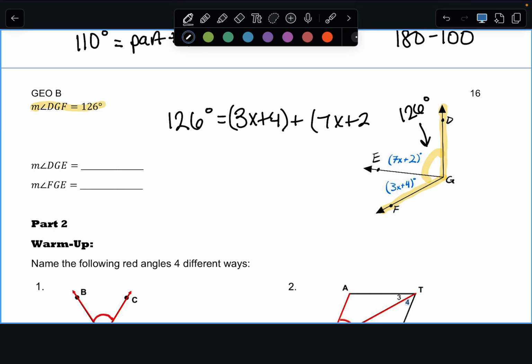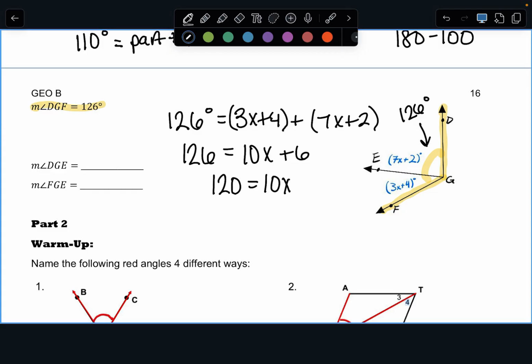7x plus 2 has to be equal to my whole thing, equal to 126 degrees. So 126 is equal to, on the right, how many x's do I have? 3 plus 7, 10, so 10x. Plus 6, because 4 plus 2 is 6. What's my next step? Minus 6. Minus 6, I get 120 is equal to 10x.